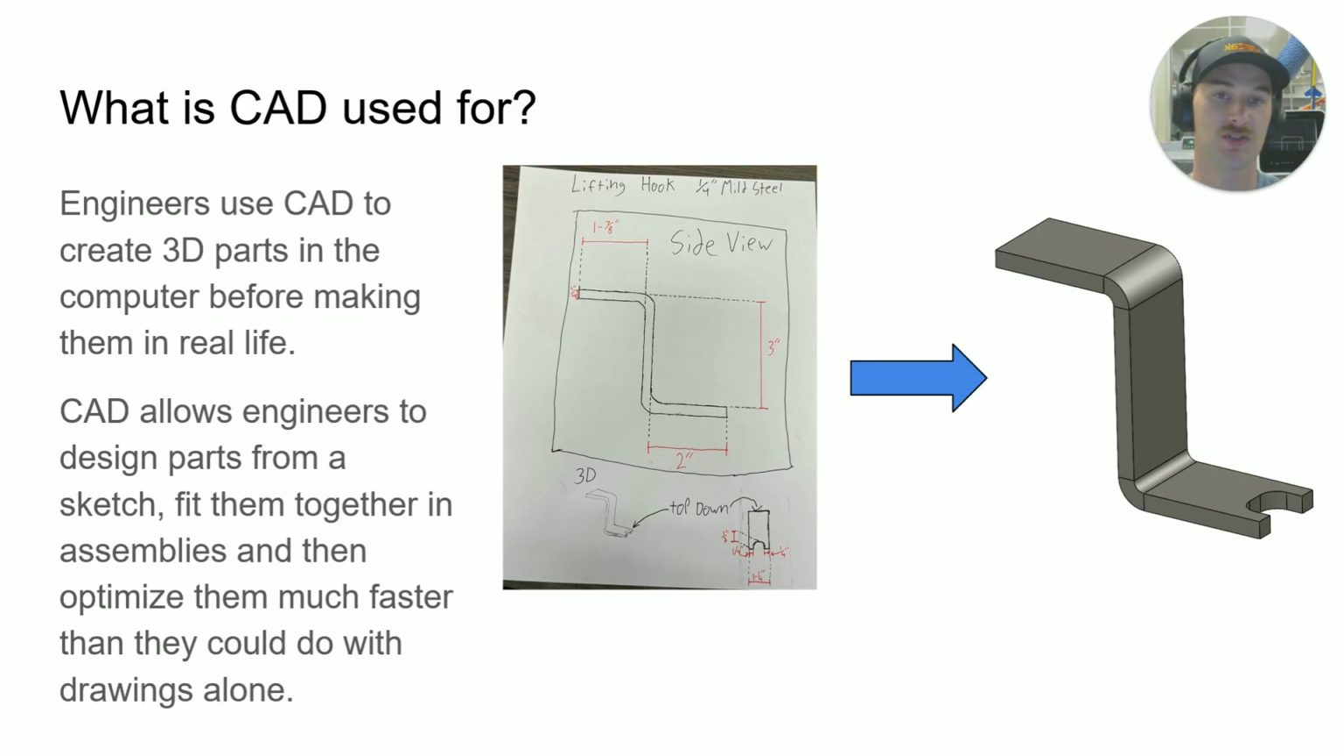So that's just one small example. And you'll be doing much more complicated parts than this. But this is a really simple example that, even though it's simple, really provides value. So yeah, CAD is super useful for you, especially in robotics. You're going to need to be able to know how to make your own parts.